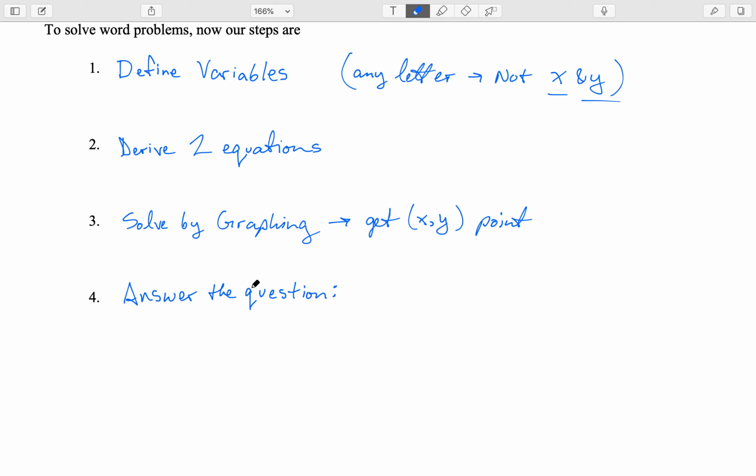Sometimes the question might ask what is the x value and what is the y value, then you'd give both. However, if the question is just asking for the x value, you don't give it as an x and y point. You just say the x value is this.